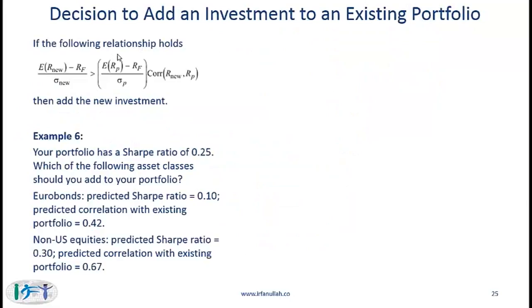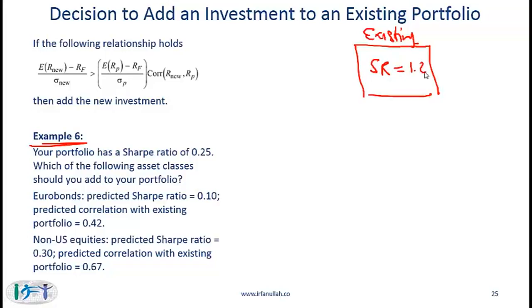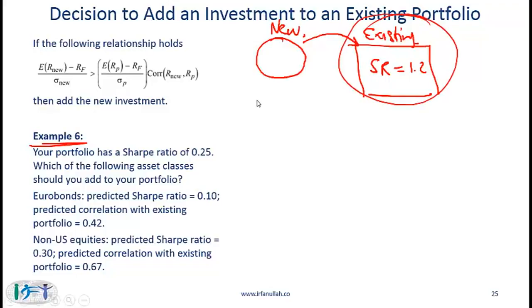To set the context here, I'll give you a scenario and then I'll explain this formula and then we'll work through example 6 in the curriculum. Let's say you are a portfolio manager and this is your existing portfolio. This existing portfolio has a certain Sharpe ratio. All right, let's say that the Sharpe ratio is 1.2, just picking a number. And you are now evaluating a new investment. You need to decide whether this new investment should be added to your existing portfolio. How do you make that decision?